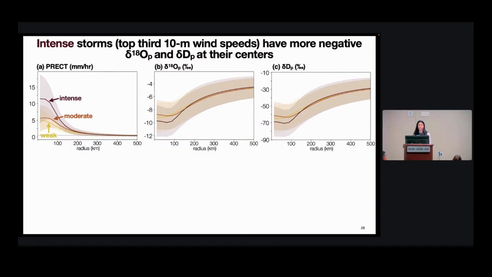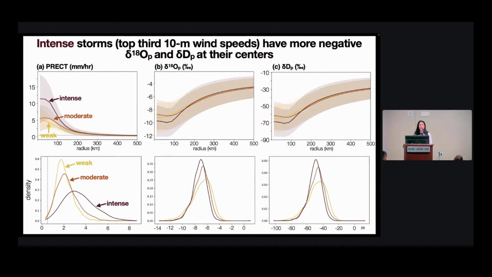at their center. It's a little bit hard to see in this plot, so I'm also going to plot distributions of the precipitation and the isotope values only within the TC radius, which I don't have plotted here, but they're not all going out to 500 kilometers. Some might be 100 kilometers, some 250. Just looking at the distribution of isotope values within the storm centers, you can see that those dark brown lines are shifted towards the negative values.